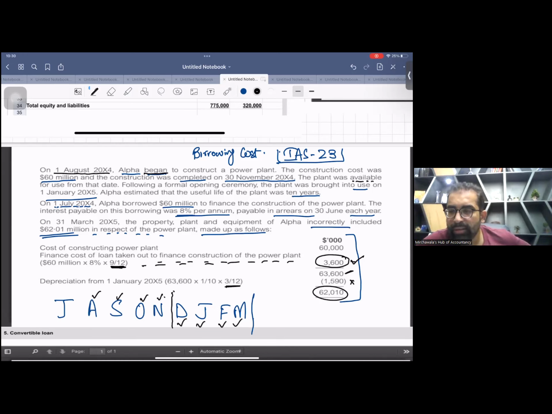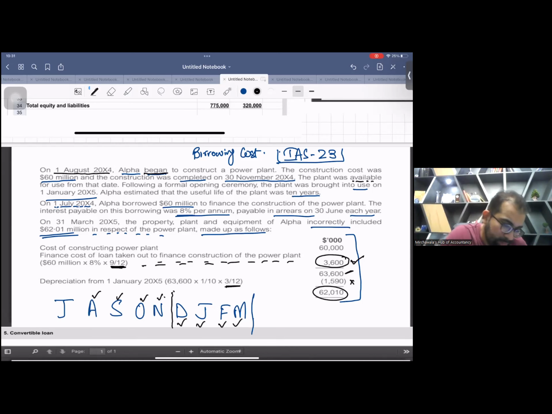There are two mistakes. Number one, he overcapitalized the interest. He should have capitalized only 4 months of interest, August, September, October, and November. He capitalized a total of 9 months of interest. Secondly, he should have depreciated for 4 months, but he depreciated for 3 months. Now take a picture of this so that I can do the correct calculation, and I'll make one entry and everything will be finished.